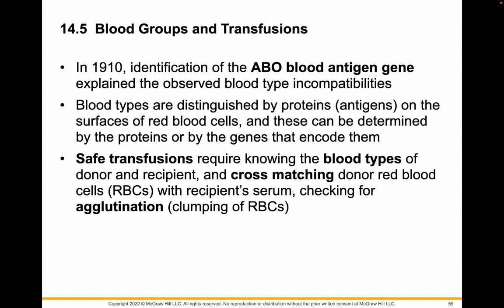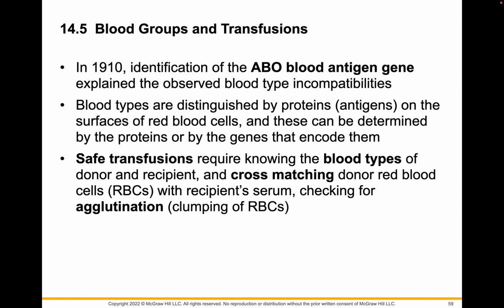So our last little bit is talking about blood groups and transfusion. Back a long time ago, in 1910, they identified the ABO blood antigen gene. There are other types of blood groups, but ABO is the one that we most commonly talk about. When you're talking about blood types, you're talking about the ABO.